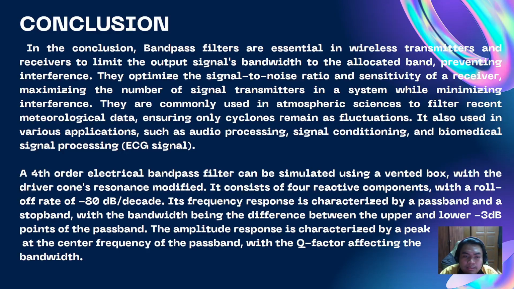in ECG signals. The electrical bandpass filter can be simulated using a vented box with the driver cone resonance modified. It consists of 4 reactive components with a roll-off rate of negative 80 dB per decade. Its frequency response is characterized by a passband and a stopband, with the bandwidth being the difference between the upper and lower negative 3 dB points of the passband. The amplitude response is characterized by a peak at the center frequency of the passband, with the Q factor affecting the bandwidth.